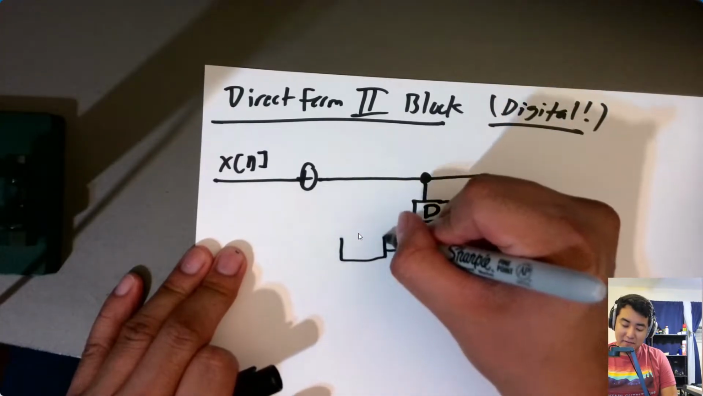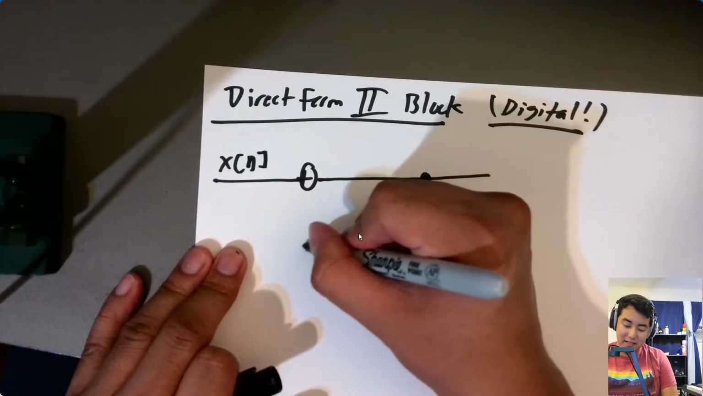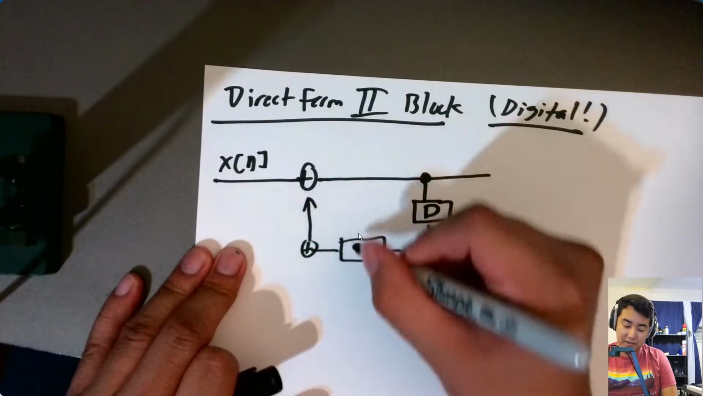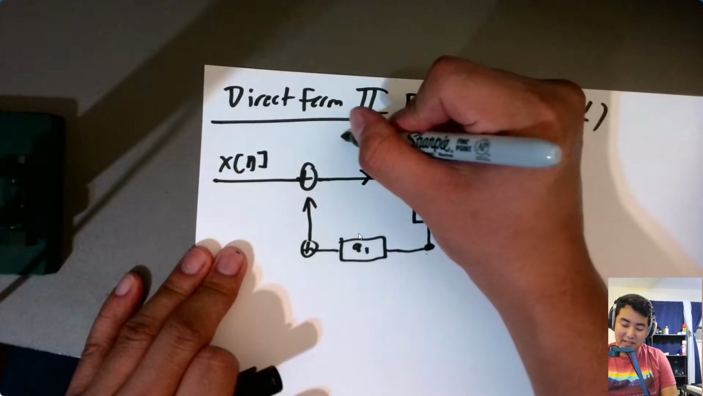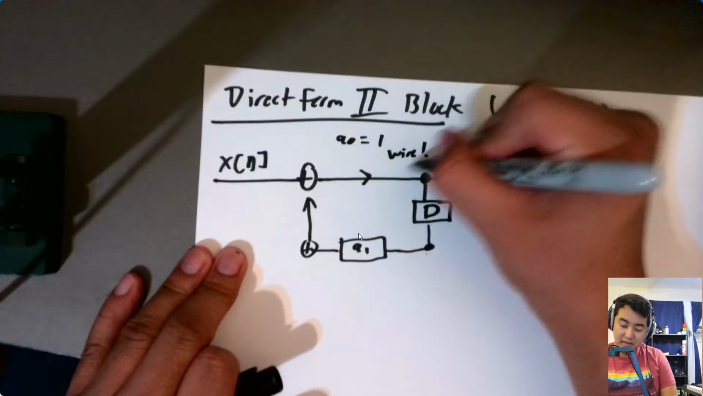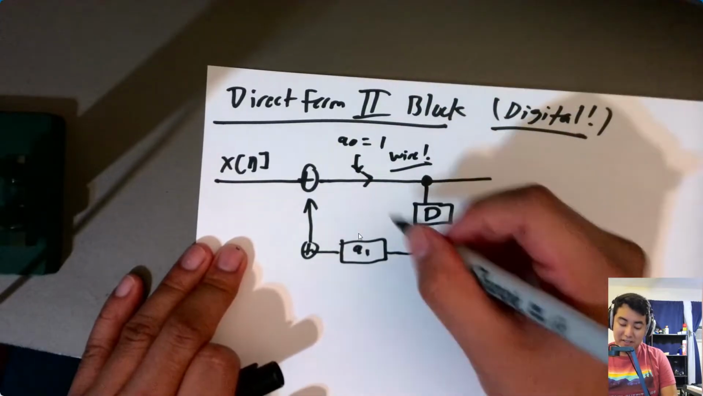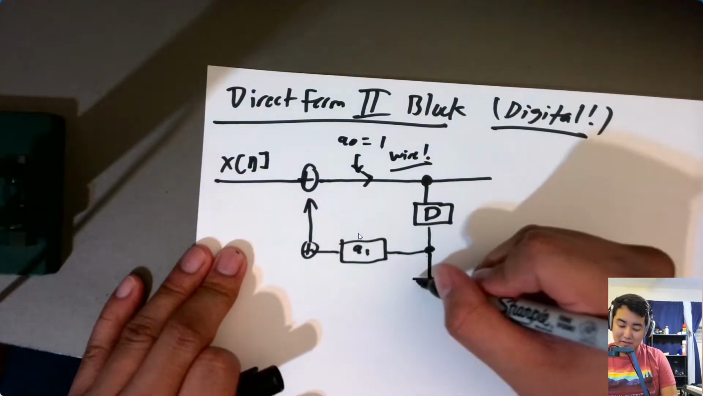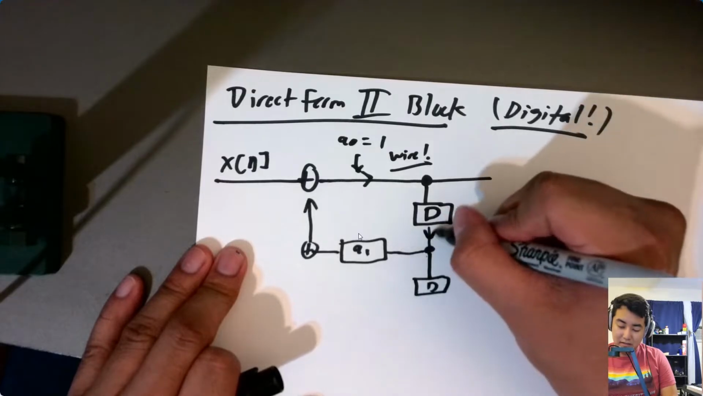And then this is our first feedback, a of 1. Plus sign. Don't forget to draw your arrows. And this actually here is a of 0, which is equal to 1, which is a wire. There you go. Don't forget that. Then let's draw D. Arrows.